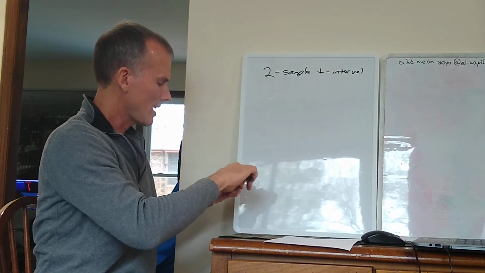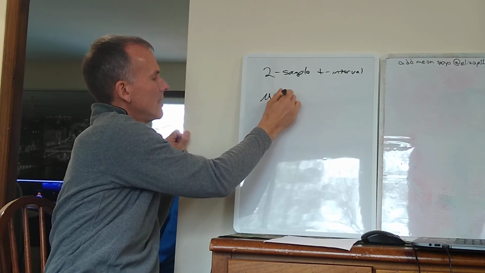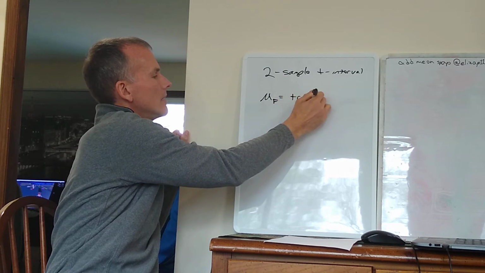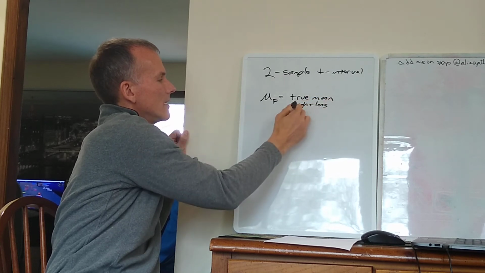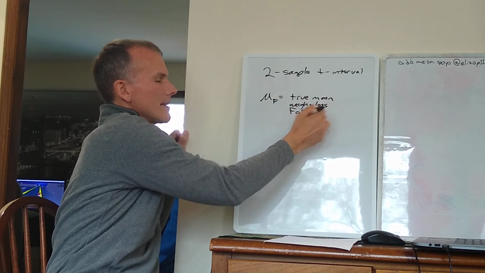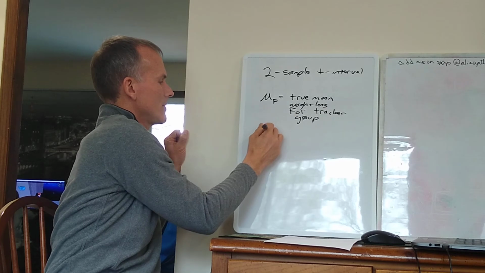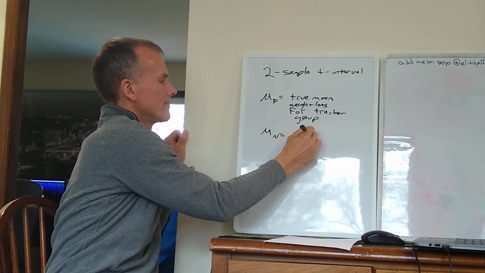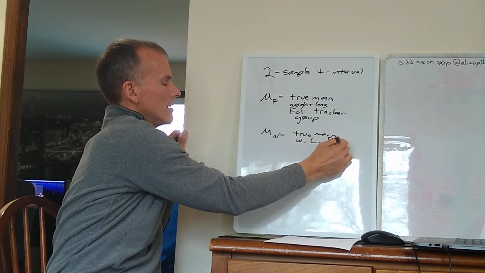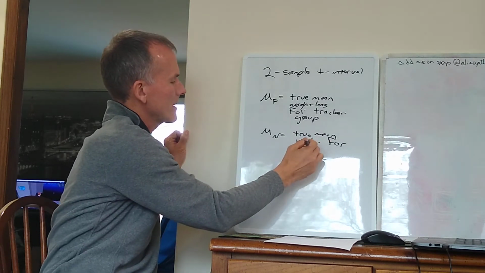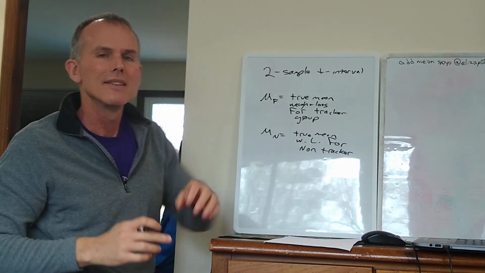Okay, so let's begin. I'll define my parameters of interest. First of all, mu sub f will be the true mean weight loss for the tracker group. They're going to wear fitness trackers. And then mu sub n will be the true mean weight loss for the group that is not going to wear fitness trackers, the non-tracker group.